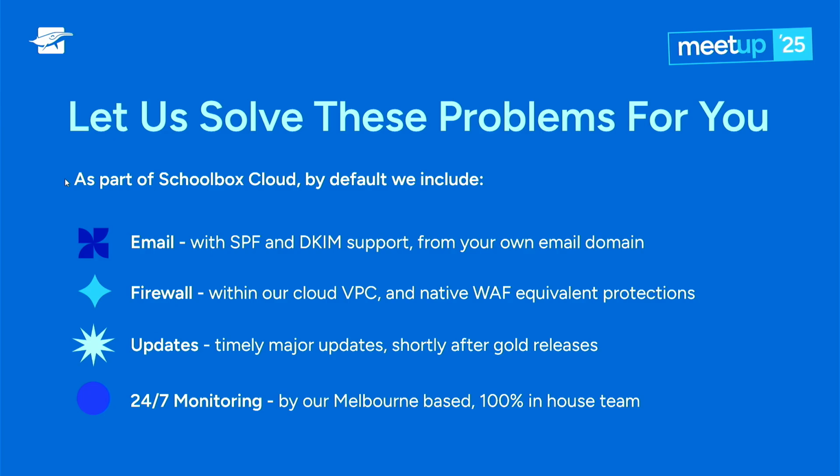Email, as always, we've provided email as part of Schoolbox Cloud, and we're continuing to invest in the tooling of that and rolling out AWS SES soon. Firewall, we implement a firewall within AWS as well as provide WAF equivalent protections baked into the code. And of course, we manage all the updates for you, so you don't have to worry about booking updates when you're using Schoolbox Cloud. Finally, we have our monitoring by my wonderful infrastructure team, which is done all by us in Melbourne, 100% in-house.